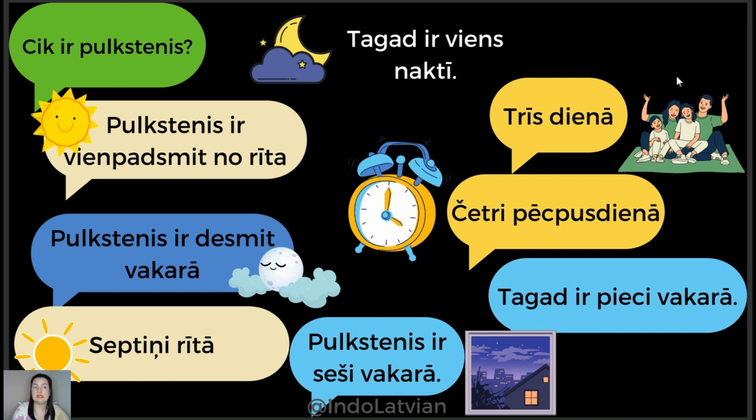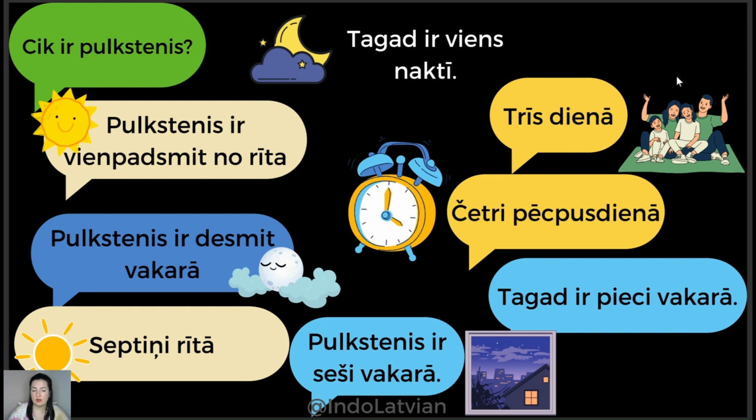And here I'm giving you some examples. If someone would ask you, cik ir pulkstenis, or if you would ask, what kind of answers you might get. So if you would walk in the night in Riga city, someone would tell you, for example, tagad ir viens naktī. Right now it is 1 in the night. Trīs dienā. 3 in the day, or 3 in the afternoon. Četri pēcpusdienā, 4 in the afternoon. Then someone could say, tagad ir 5 vakarā. Right now is 5 in the evening.